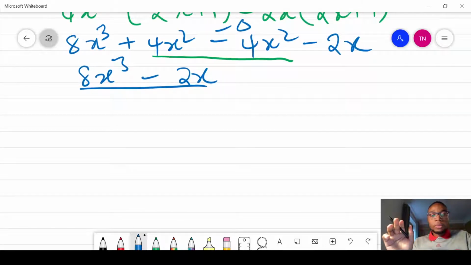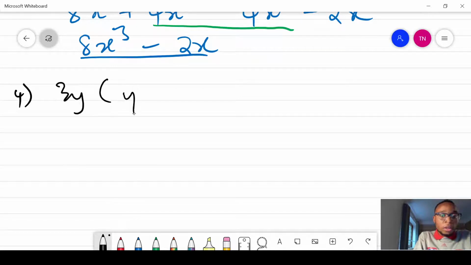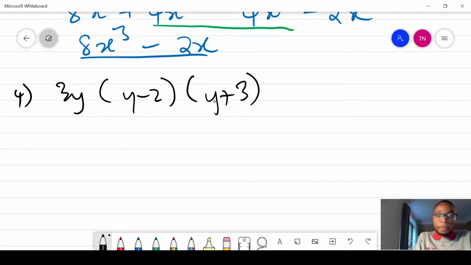So let's do one more example so that we could ensure that we really understand what we are doing at this particular point. That is going to be, I think, example number 4. Example number 4 is going to be 3y multiplying y minus 2 multiplying y plus 3. So on doing that, what we're going to do again is the same process that we had. We deal with the first two components. Then after dealing with the first two components, we're going to proceed to dealing with the remaining components.